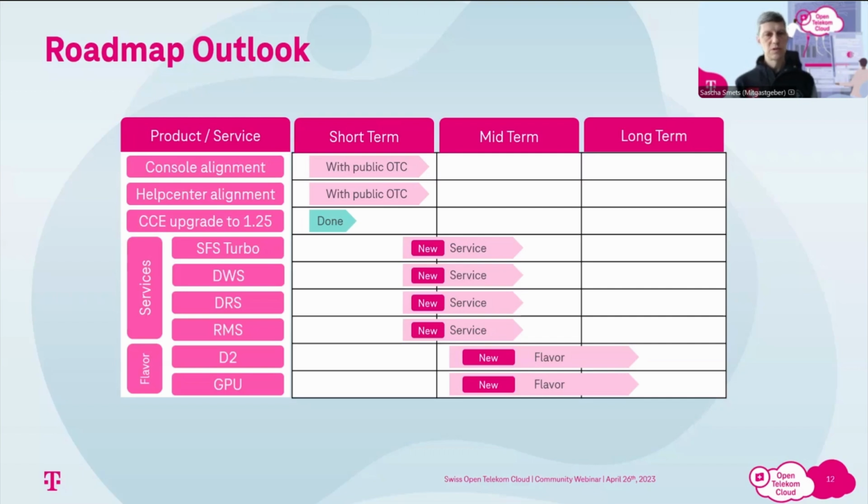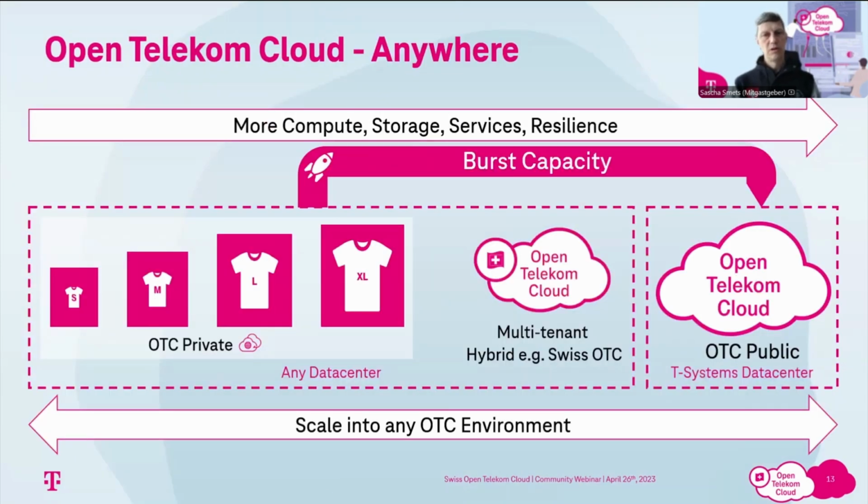And this was now the outlook of what we are going to do. And now finally, here you see how the Swiss OTC really fits into the OTC portfolio. So it's perfectly between the public OTC on the right side and the different sizes of the private OTC on the left. Additionally, you can see that the Swiss OTC is based on our OTC private, so formerly known as the OTC hybrid. This is also what Gerald explained. So we called it OTC hybrid before, but due to all the misunderstandings, we decided to rename it to OTC private. So on the left side, this is the OTC private, and you can always build the hybrid cloud with those components if you want to.